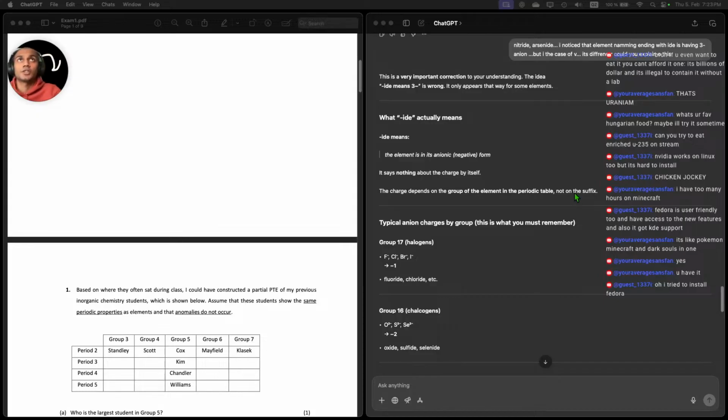That's a very important correction in your understanding. The idea that "-ide" means the minus is wrong. It appears in the way the element is in an anionic form, but it says nothing about the charge by itself. The charge depends on the group of the element in the periodic table, not the suffix.